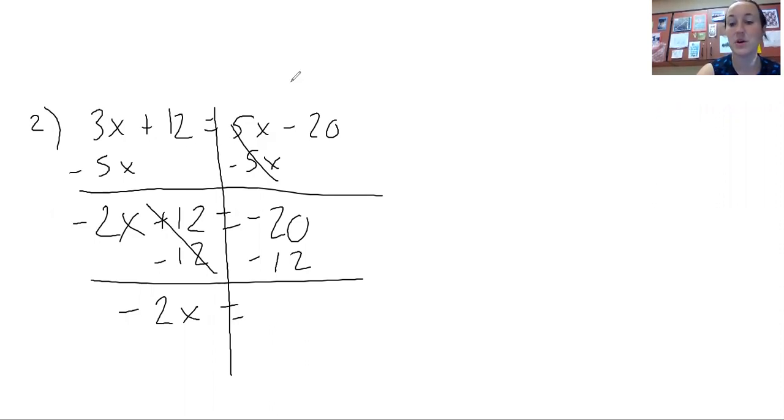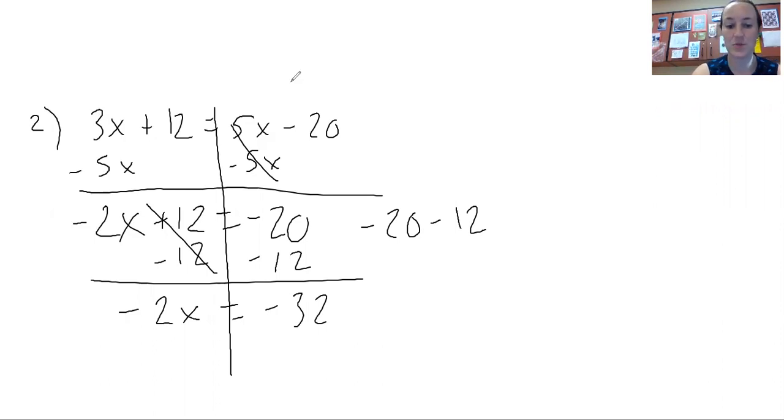Negative 20 minus 12. Hey, make sure, I know we've talked about it in my class, when you type this into your calculator, you're doing negative 20 minus 12. That's how it gets typed in. Don't be putting in new negatives. That gives us negative 32.